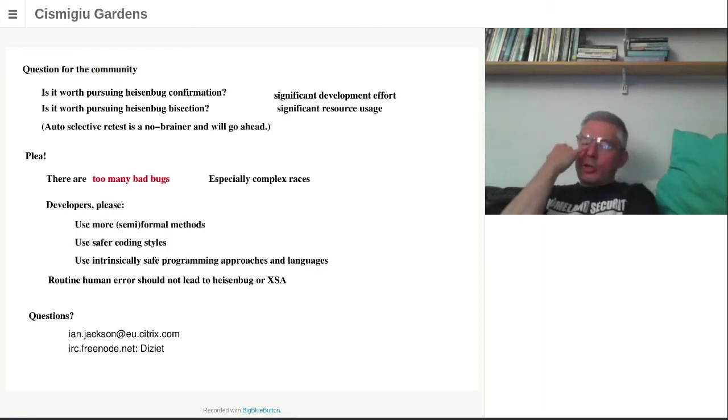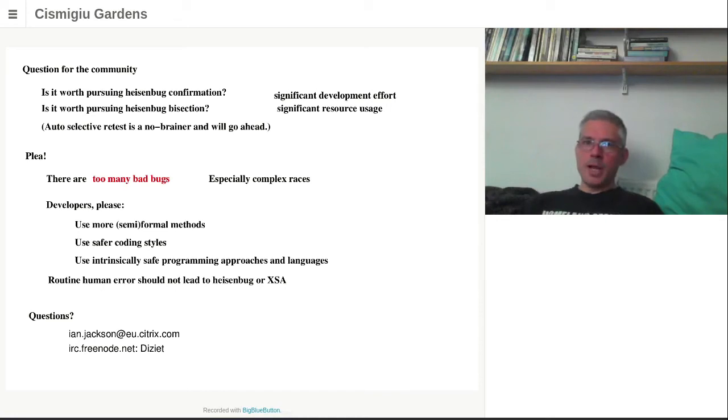Okay, so there's a question for the community here. Is it worth pursuing this Heisenbug confirmation plan, which has significant development effort and significant resource usage? Is it worth pursuing Heisenbug bisection? Again, that's more development effort and more resource usage. The automatic selective retest is a no-brainer. I'm going to do that anyway.